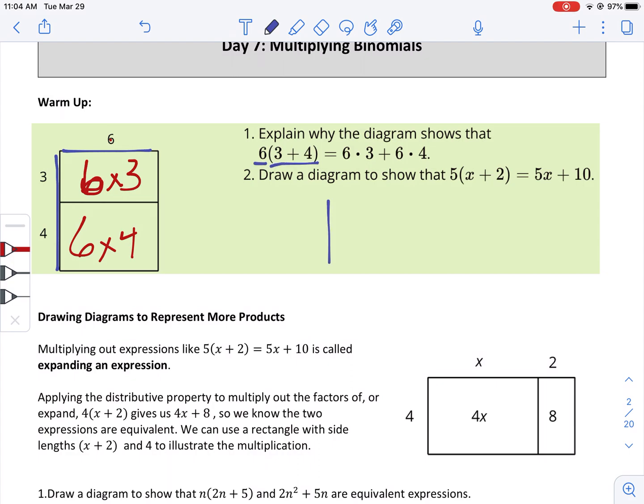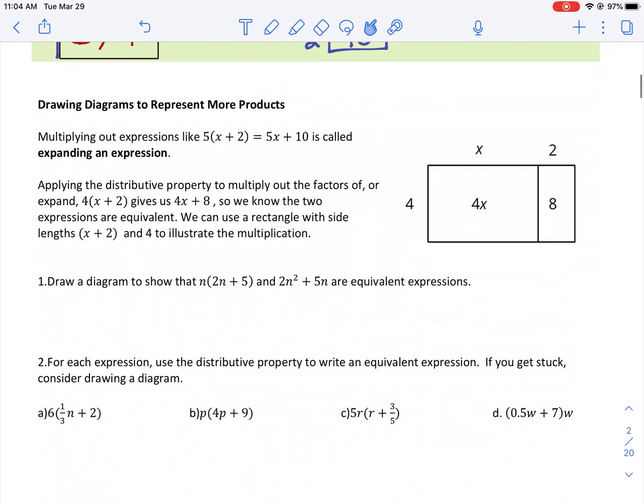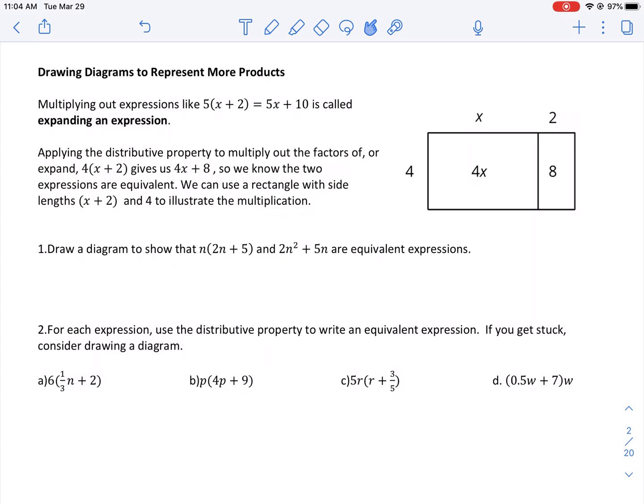So if I was to draw a box that said 5x and 2, this would be 5 times x, and 5 times 2 is 10. So kind of like area, length times width equals the area of the box. So when you multiply that out, it's called expanding this expression. Applying the distributive property to multiply out factors, or expand. So like this one, 4x and 8 comes from 4 times x plus 2. You can multiply length times width.